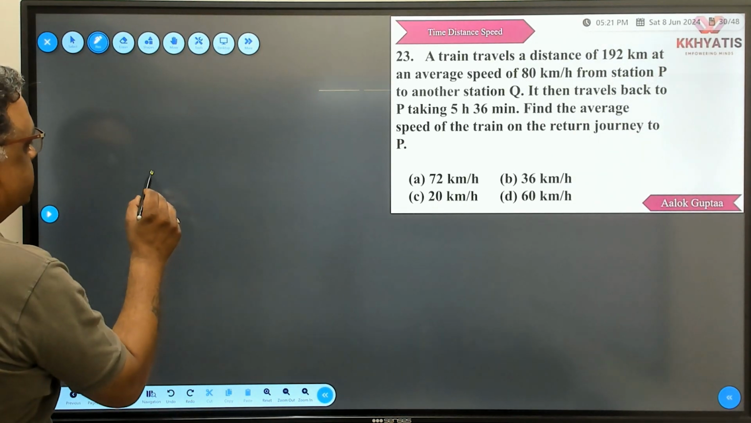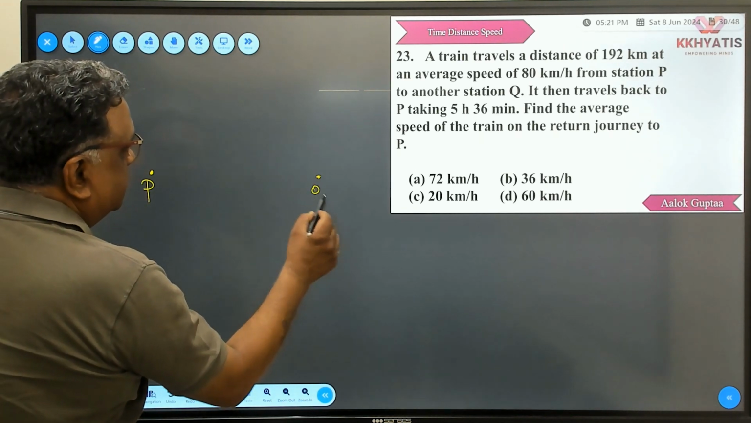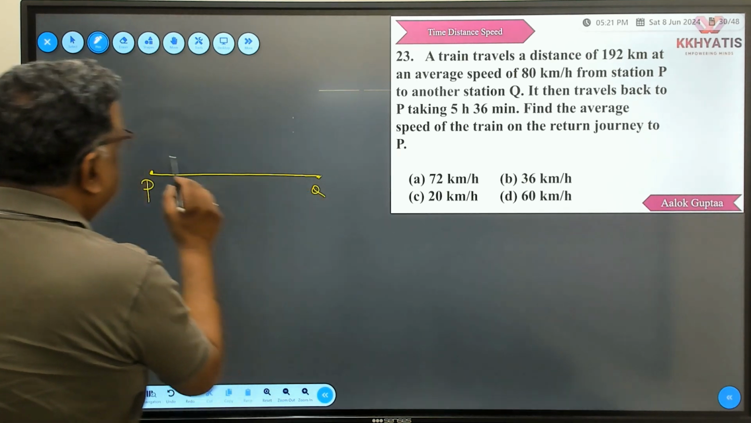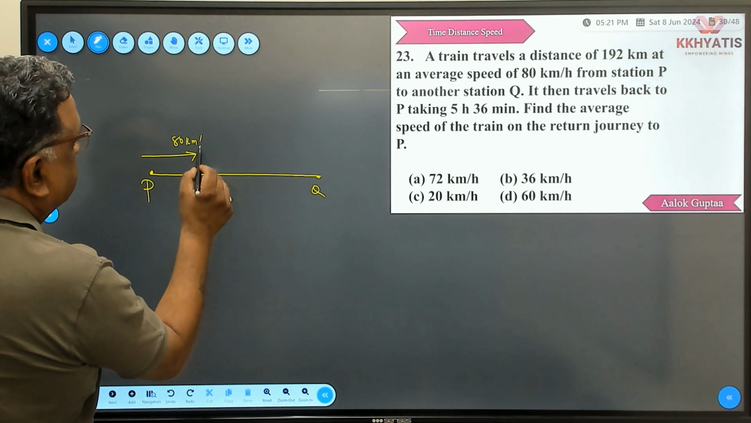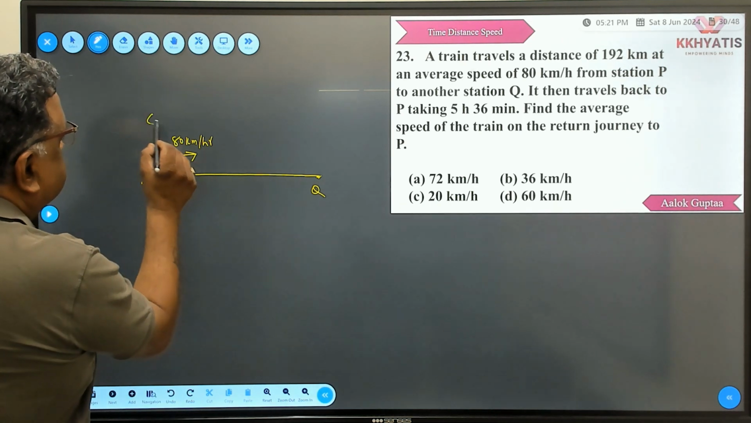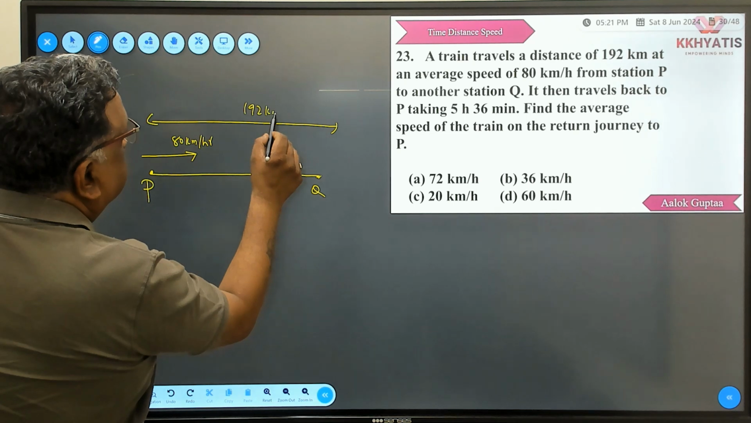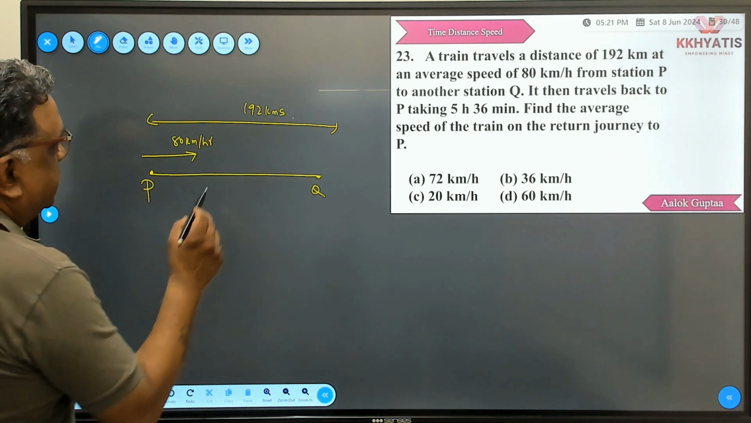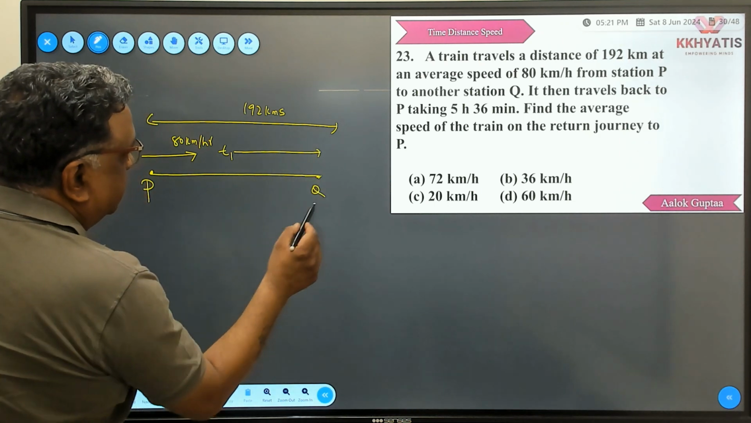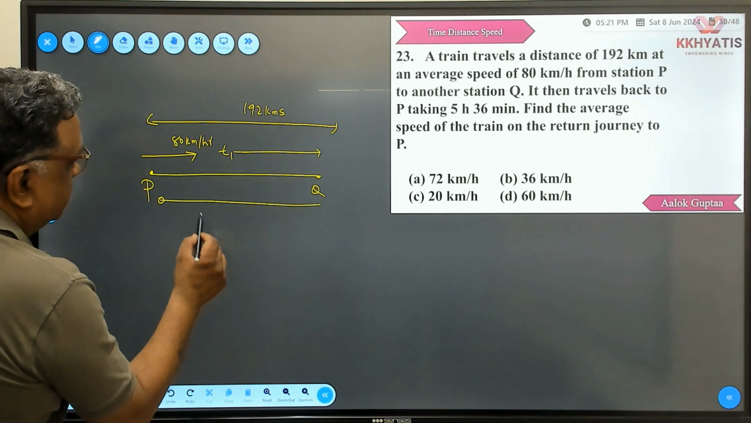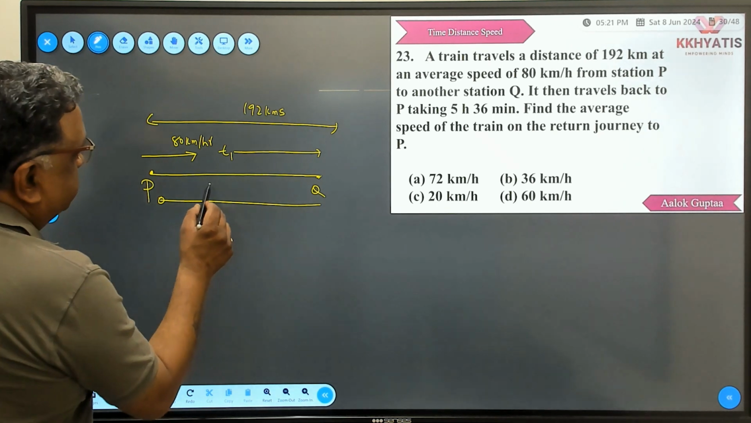So there are two stations, let us say P and Q. A train is traveling from P to Q at 80 kilometers per hour, and this distance is 192 kilometers. Let us say it takes time T1 to reach here, and then it takes time T2 to reach back to P. And let us say that the speed here is S.